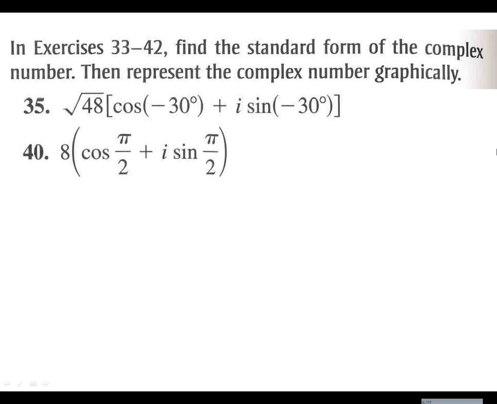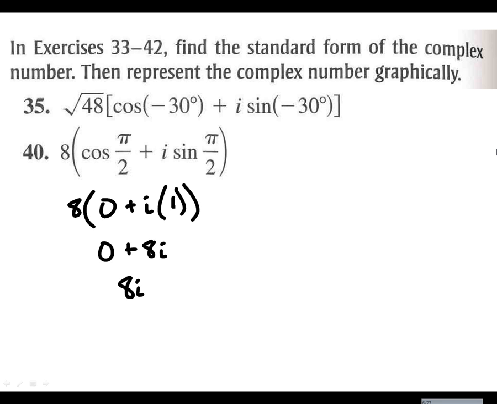Problem 40. All right. We're going to go backwards. This is in the trig form. We're going to go backwards into the standard form, and then we're going to graph it. So let's take a look. Cosine of pi over 2, that's 90 degrees, that's 0. Plus I, the sine at 90 degrees, is 1. We'll distribute this in. We'll get 0 plus 8i. Or we can just write 8i. Don't have to have that 0 placeholder. So if we were to graph this, we wouldn't go sideways at all. We would just go up 8 spots. And that's where we would be on the complex number plane.